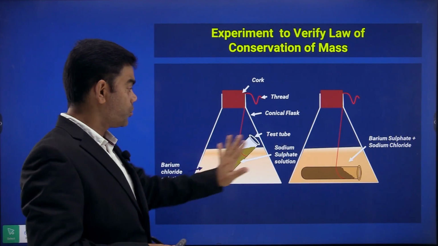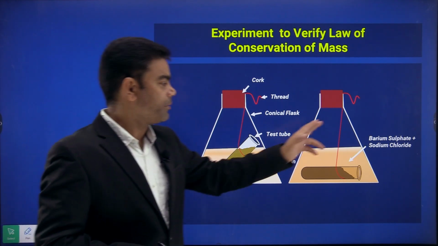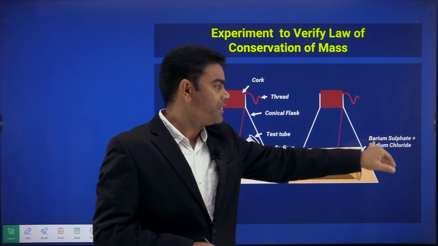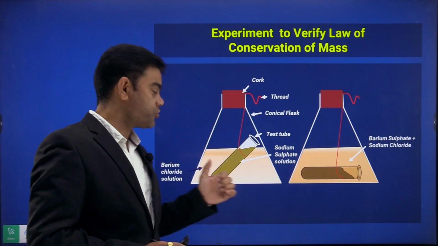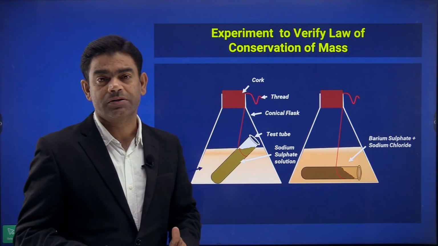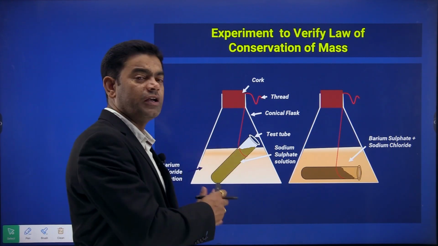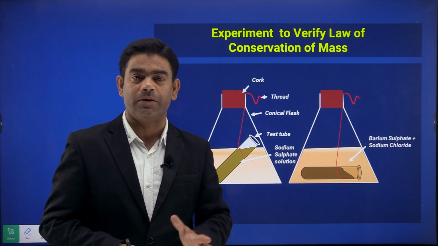compound. When these two react, barium chloride and sodium sulfate, I'm getting barium sulfate and sodium chloride. Two different chemicals are formed. I've used two chemicals and my result is two different chemicals. What about mass? If you weigh the initial weight and final weight, if you measure both and check, you are going to get the same, okay.